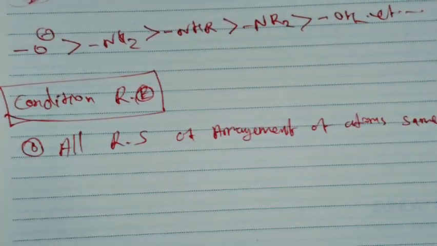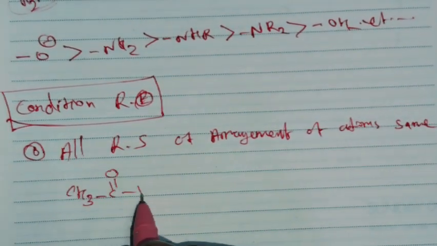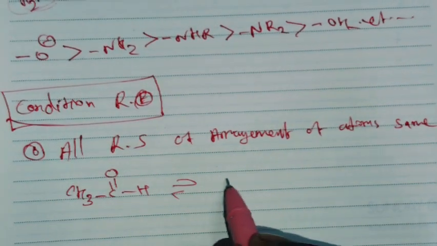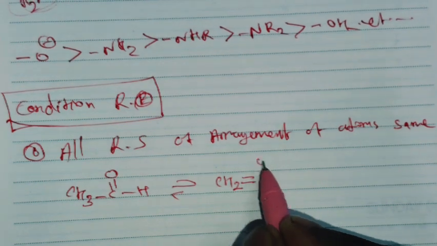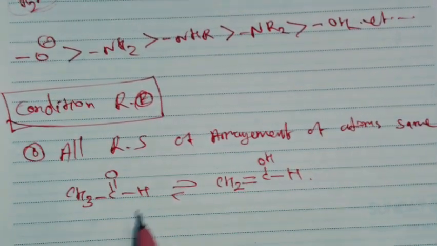For example, in the case of acetaldehyde, here there is CH3, C double bond O, H. Another resonance structure is CH2 double bond C, O, H. Here is a hydrogen. Anyway, the total number of carbons, hydrogens, and oxygens is the same.